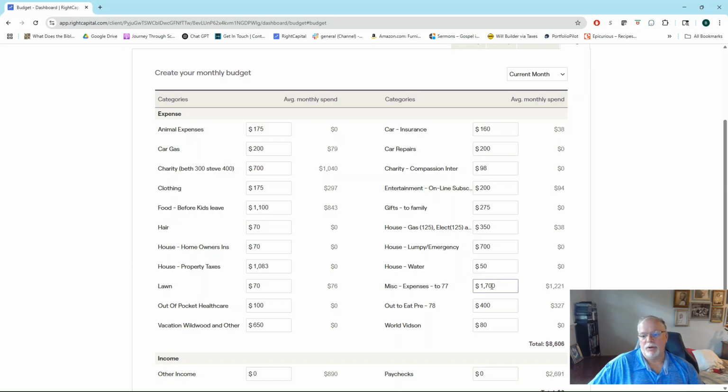my budgeted amount is 1,700. My average monthly spend up to now is 1,200. There's your margin. But what's going to happen is for 2026, this 1,700, Right Capital is going to say, listen, this is going to go up for inflation. So let's say it says 1,800 a month. So what I should do is go in to this, update this to be 1,800, and I should do that with all my categories that are tied to inflation.